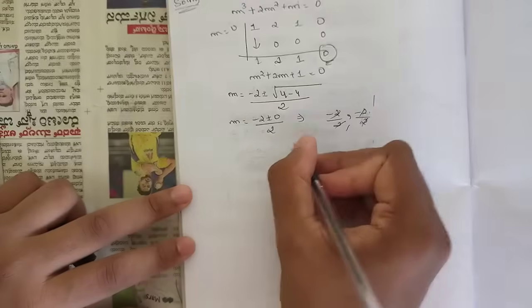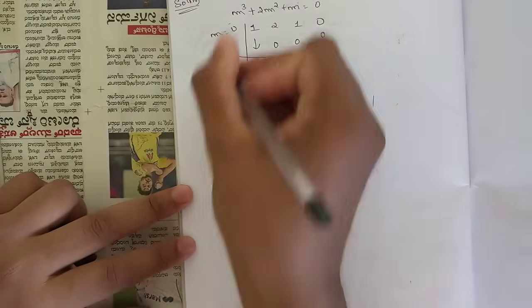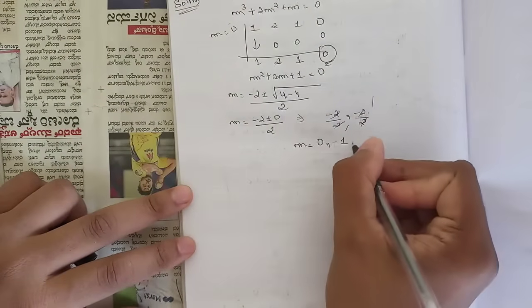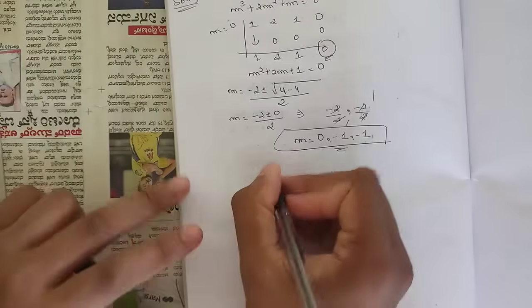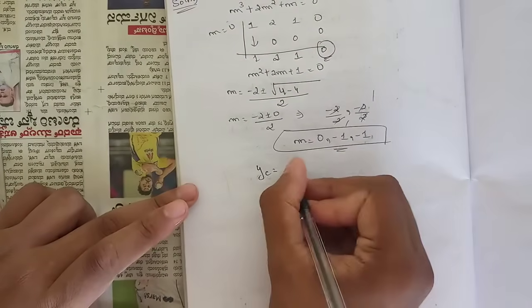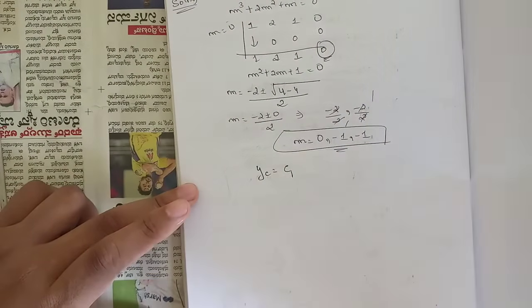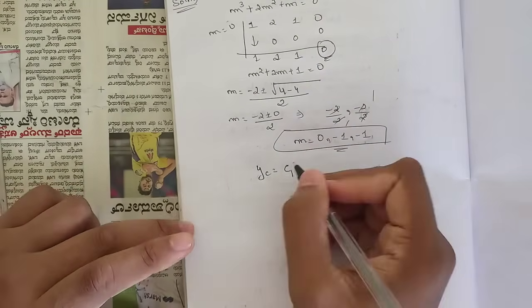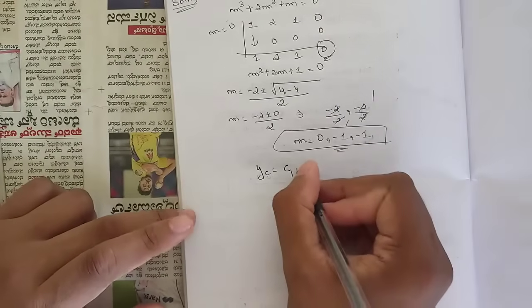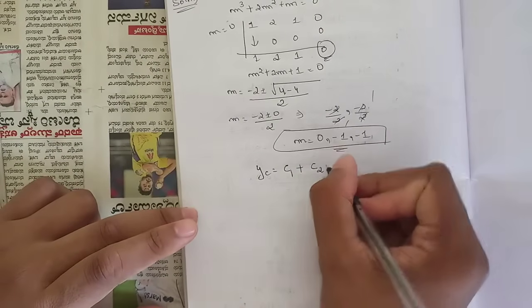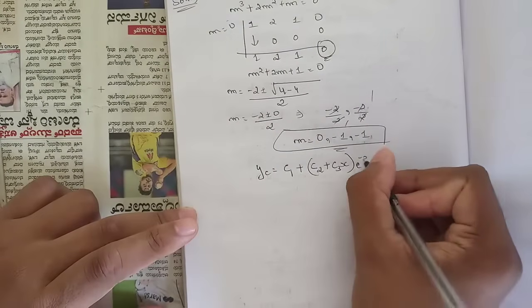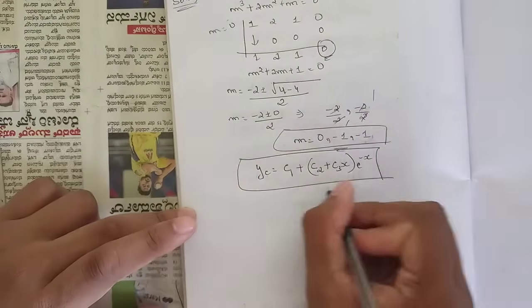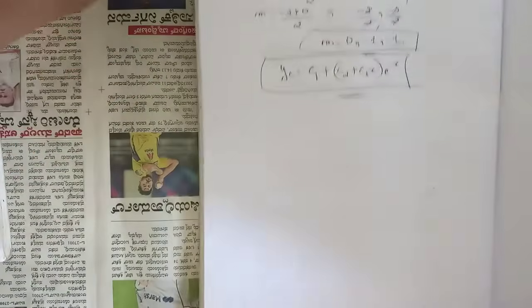So our total roots which we get here is m is equal to 0 comma minus 1 comma minus 1. Now we are going to write the complementary function, that is c1 into e to the power 0x. The first root is 0, so e to the power 0, anything to the power 0 is 1, so only c1 would be left, plus c2 plus c3x, because these two roots are repeating, into e to the power minus x. This is your complementary function.